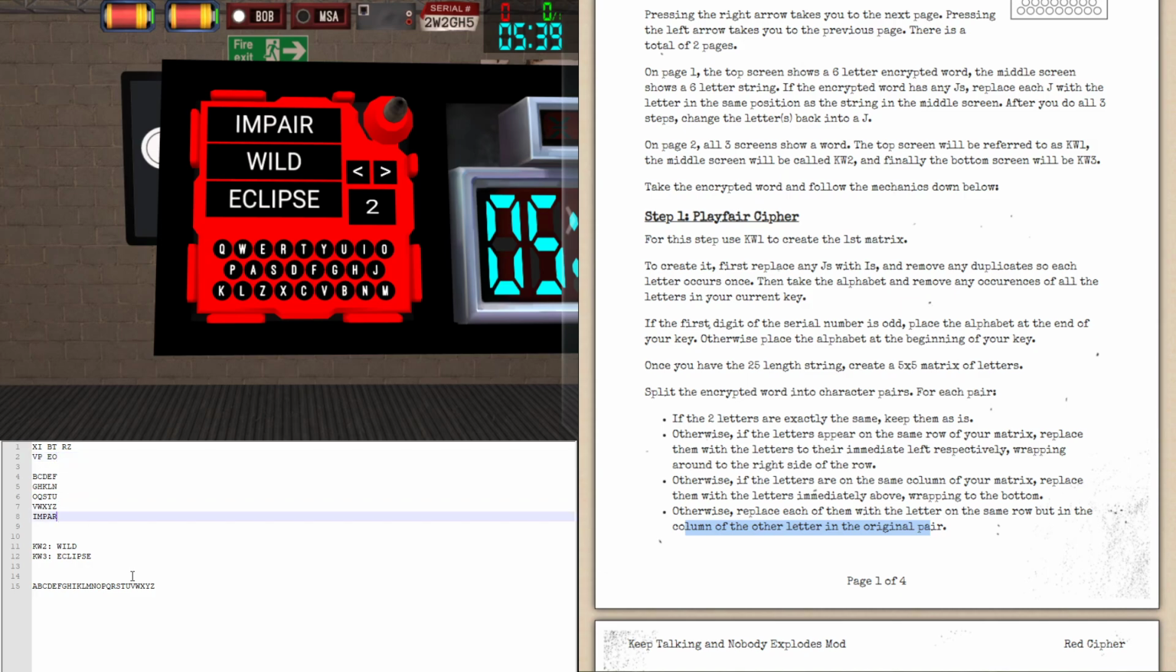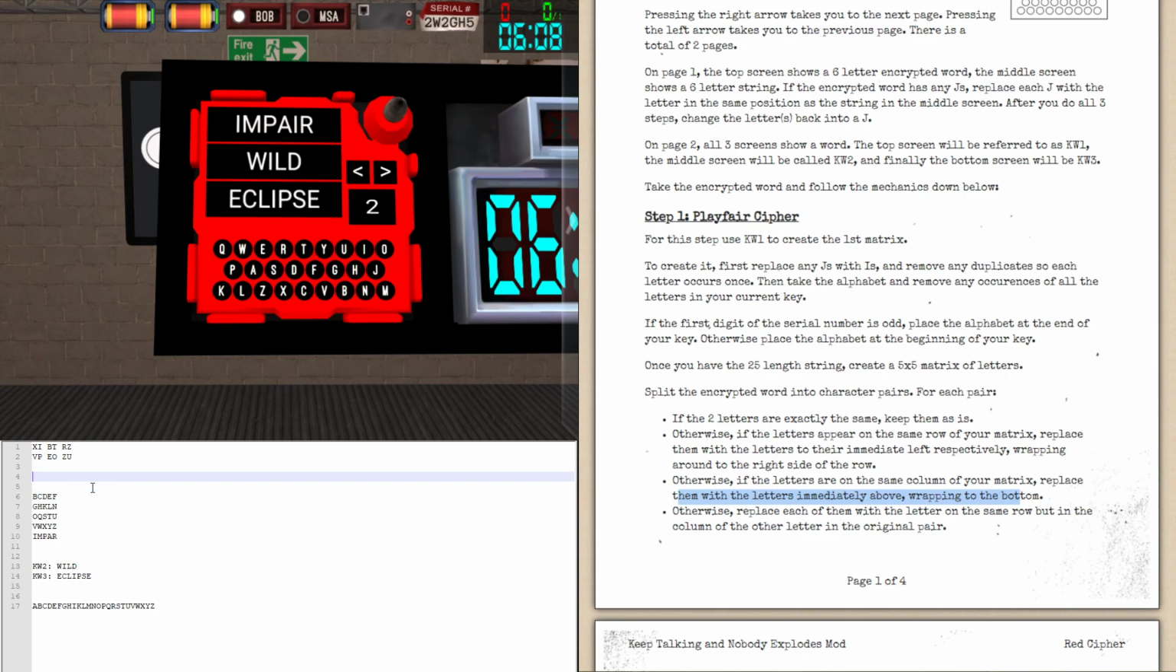Finally, R and Z. R and Z are actually in the same column. And what happens in that case, if they're in the same column, we're going to replace them with the letters immediately above, wrapping around to the bottom. So this R gets replaced with a Z, and this Z gets replaced with a U. And that is our new encrypted word.